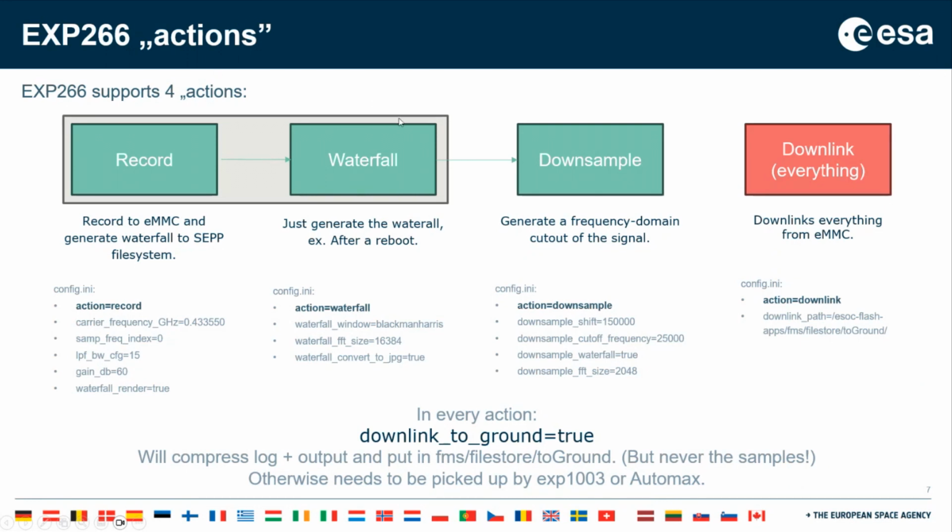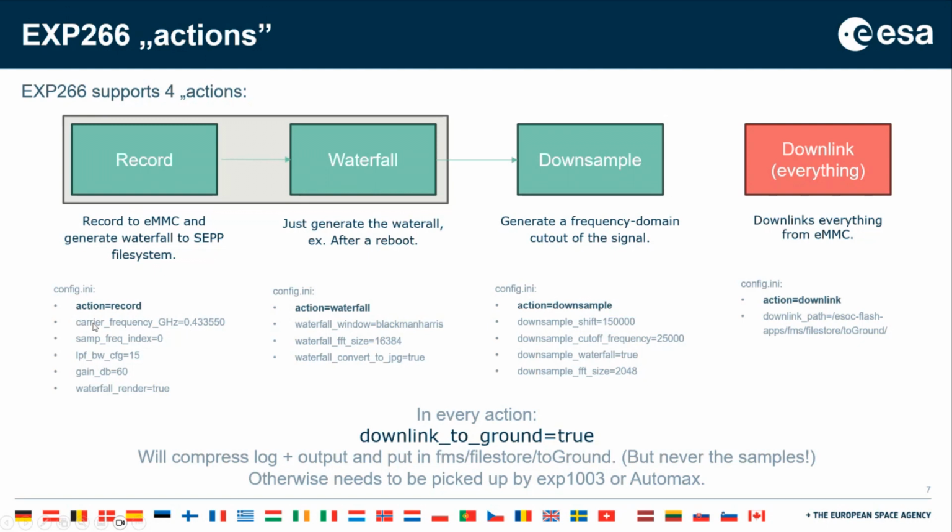So, in order to implement this procedure, my experiment supports what I call actions. It's one experiment, but it has 4 distinctive tasks or actions it can do. The first 2 core functionalities are the record and waterfall actions. The record one is very much as it used to be before. I even use the same parameter names in order not to introduce any more confusion in how the SDR system works. Whatever knowledge you have about the SDR from before, I did not want to touch it, so everything still applies.